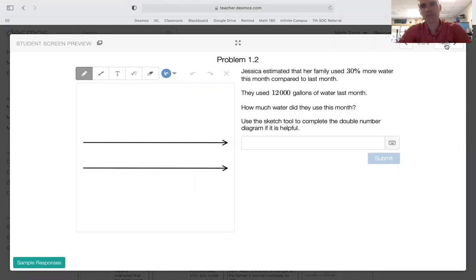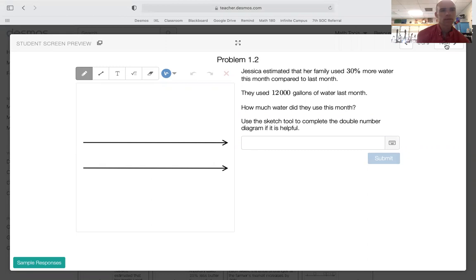It says Jessica estimated that her family used 30% more water this month compared to last month. They used 12,000 gallons of water last month. That feels like a lot. 12,000 gallons in a month? Okay, I don't know. How much water did they use this month? Use the sketch tool to complete the double number line diagram if it's useful.